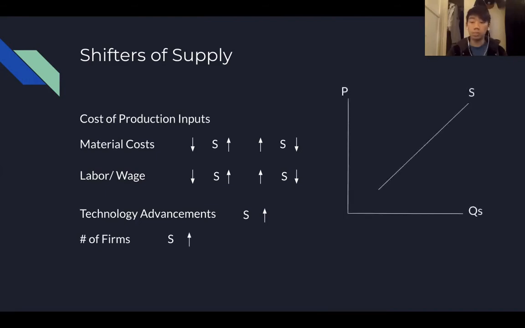Once again, an increase in supply is represented by a shift to the right, and a decrease in supply is represented with a shift to the left.